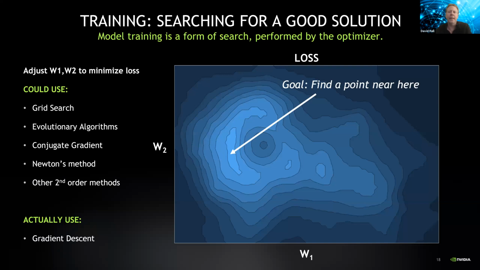Training our model means searching for a good solution. It is the optimizer's job to try out different adjustable parameters until it finds a set that produces accurate predictions. There are many search strategies our optimizer could use. You could use grid search, evolutionary algorithms, conjugate gradient, or other things. But what is actually used in practice is some variation of the simplest approach, gradient descent. For large models, the other techniques tend to be more expensive and less reliable.